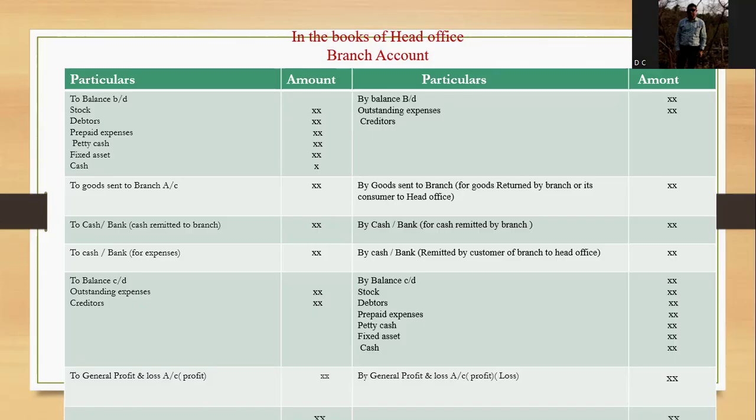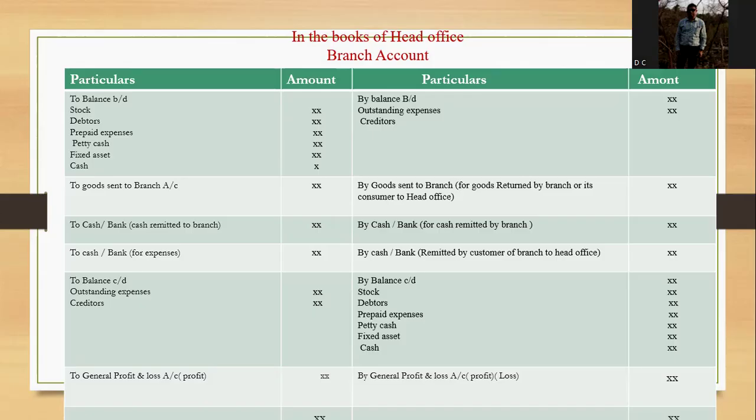Then you have to calculate the branch profit or loss. If the credit side is more than the debit side, then there is a profit, and that profit will be transferred to the general profit and loss account. So generally it will be branch account debit to general profit and loss account. And if there is a loss, which happens when the debit side is more than the credit side, it will be by general profit and loss account.